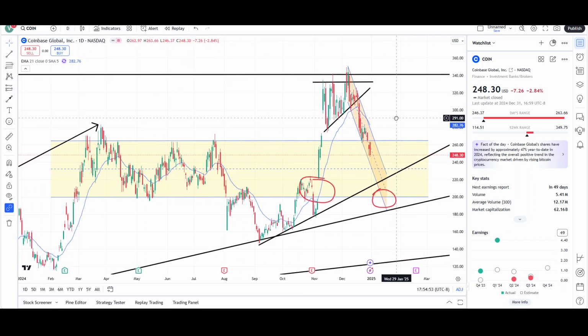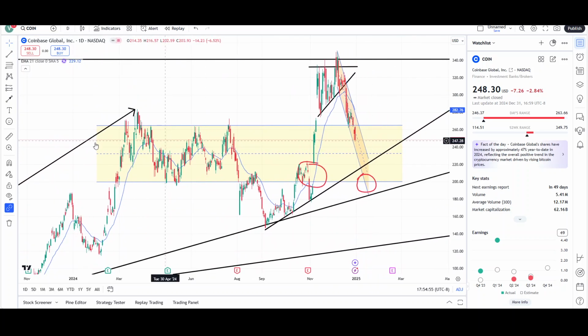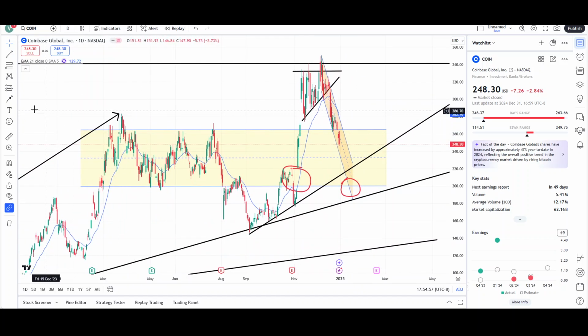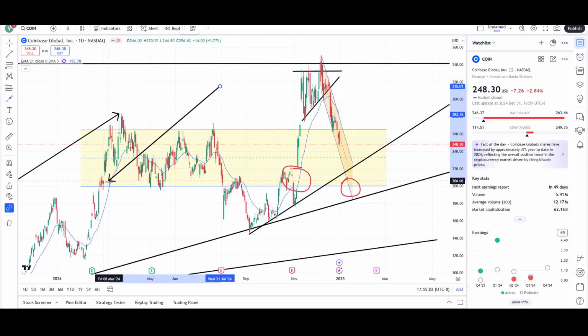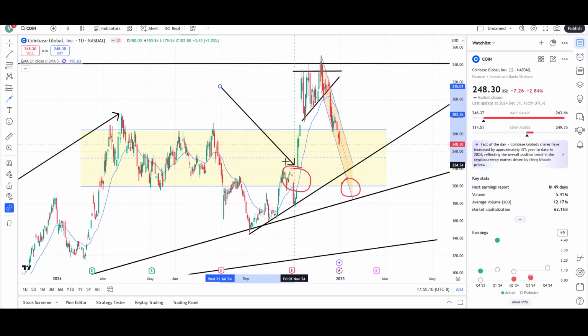Now we can zoom back out a little bit more, and there was this previous range pattern in play. This yellow range represents the high of 265 as resistance and the support of about 200 as support. You see those multiple touches here for resistance, multiple touches here for support. And then price broke out on the bottom, failed to go lower. Price broke out on the top, failed to go higher. Now it looks like price is back inside this yellow range.